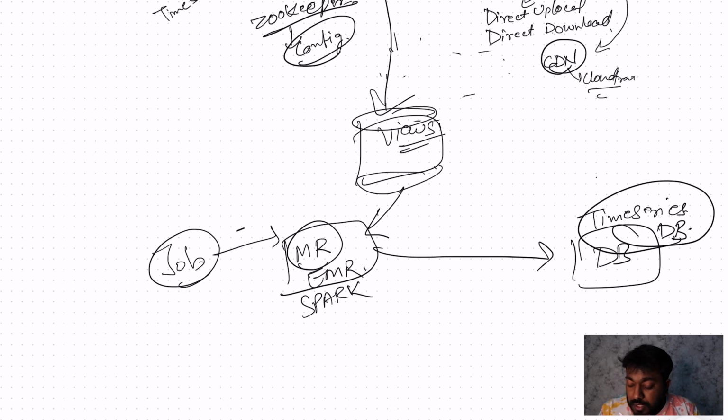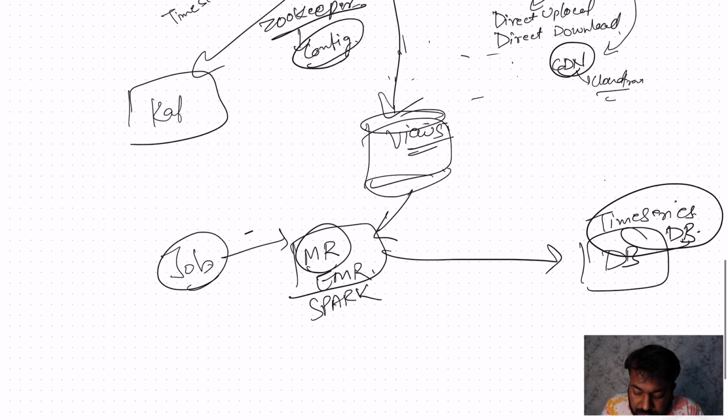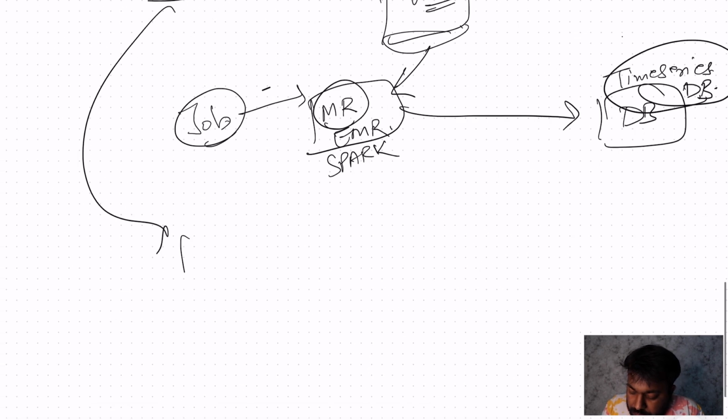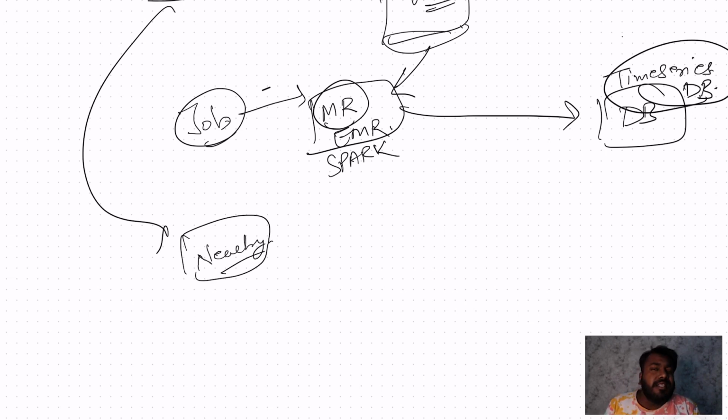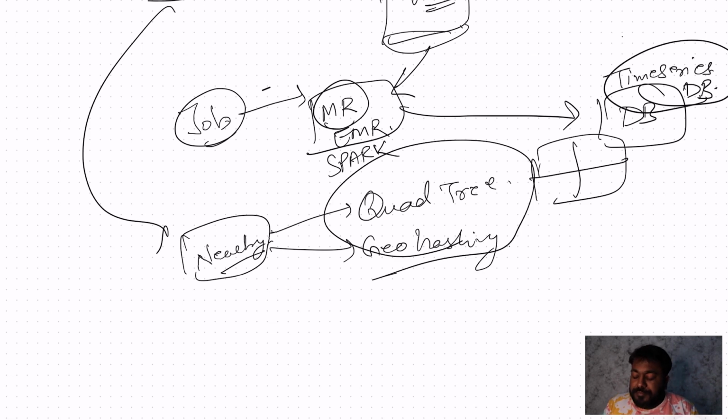Now moving further, if I have to do some kind of location based thing, let's say if I want to send notifications to the users who are nearby to me, then the tweet service will again put into Kafka, like the Kafka we were using earlier, and let's say there is a nearby notification service, which sends notifications to the users who are nearby. For that there is something called a quad tree that you can use. A quad tree is nothing but dividing the whole region into 4 quadrants repeatedly, or you can use geohashing generally.